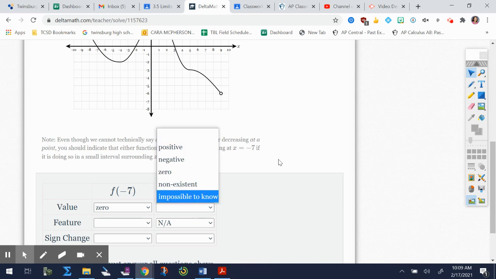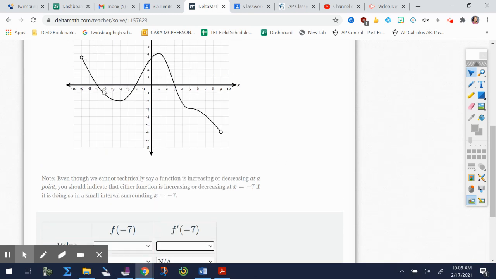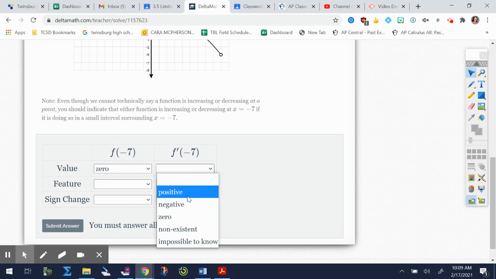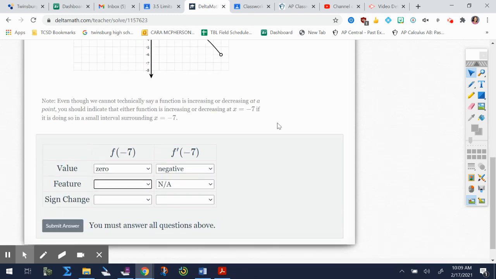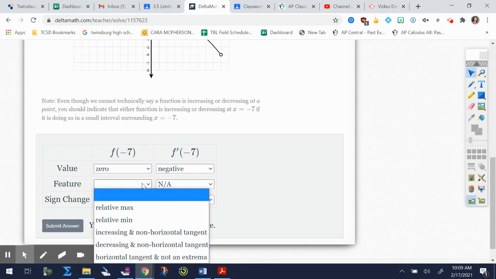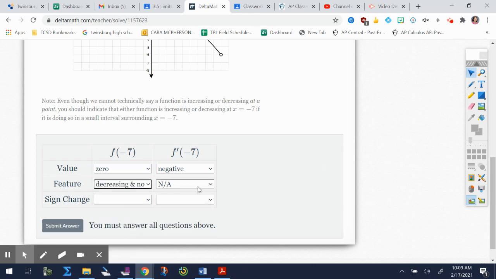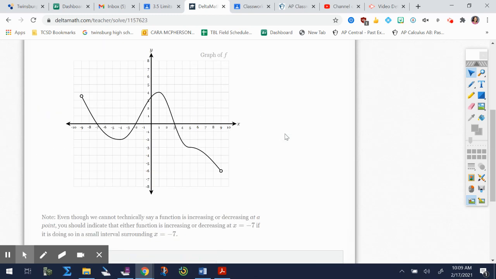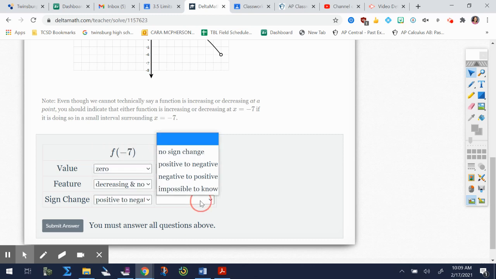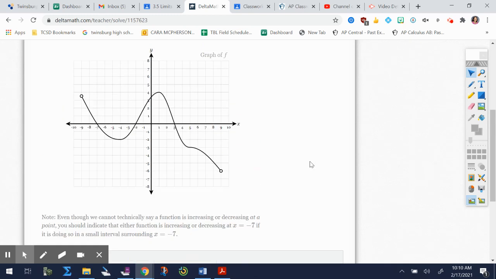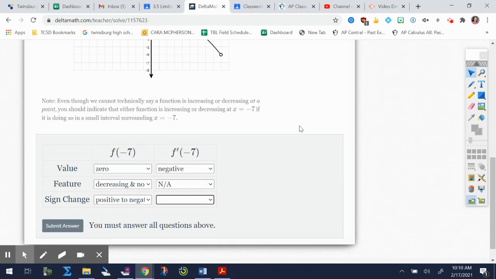My derivative at -7, it is decreasing. So I know my derivative at -7 has to be negative. At -7, my feature is, it is decreasing. Not applicable. Sign change, at -7, it was a positive to a negative. And my derivative at -7, it doesn't have a sign change because it's decreasing, so it would always be negative. No sign change.